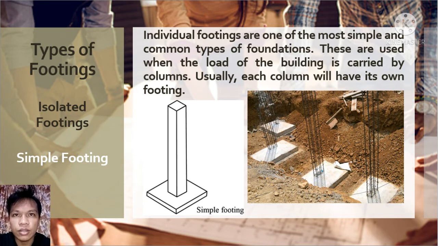Isolated footings. Individual footings are one of the most simple and common types of foundations. These are used when the load of the building is carried by columns. Usually, each column will have its own footing. The footing is just a square or rectangular pad of concrete on which the column sits.